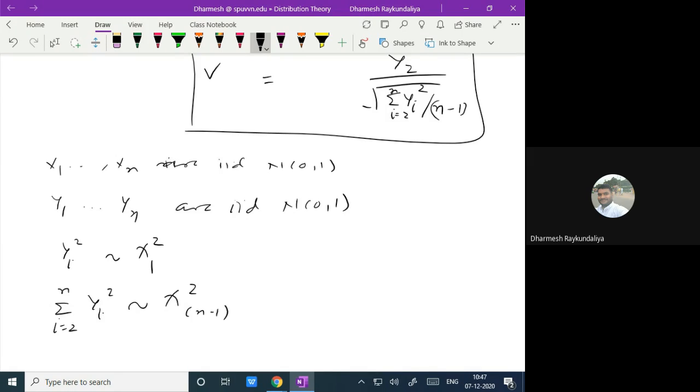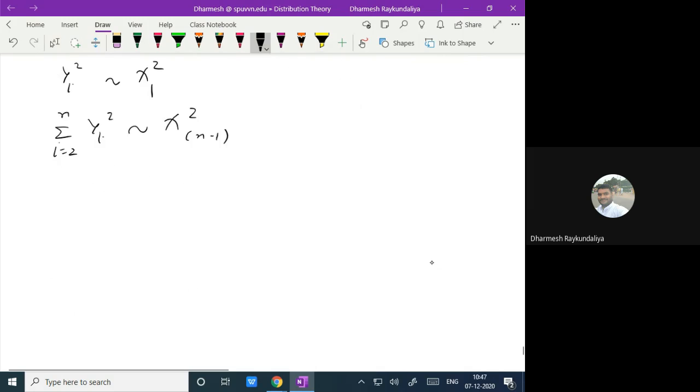But it becomes the t only when the numerator and denominator are independently distributed. But you can see that here y2 is in the top and y2 is also present in the summation. So we cannot say that y2 upon square root of summation y square upon n minus 1 are independently distributed. Okay, and that is how, if you remember, we have obtained the density of earlier.